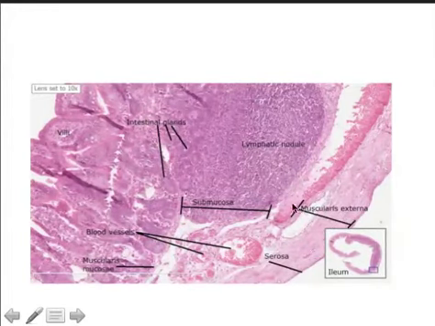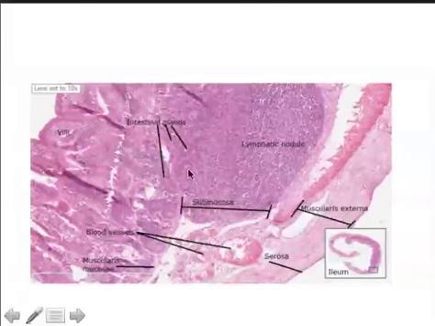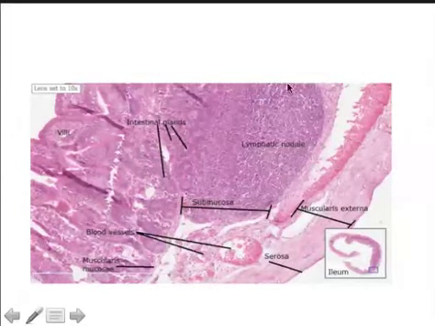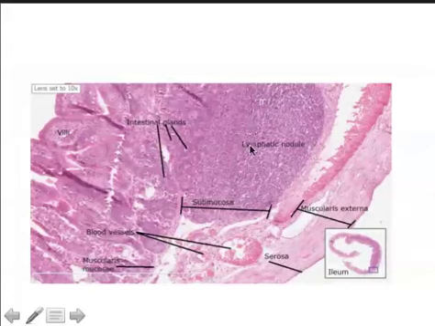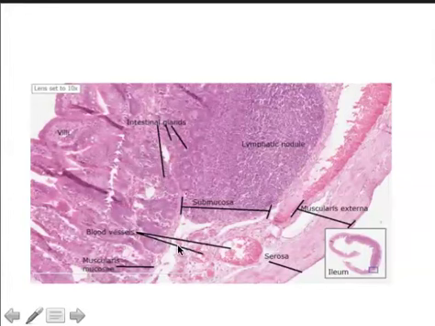And here you can see the lymphatic nodules, the Peyer's patches in the submucosa, dominating the submucosa. And you see a lot of intestinal glands as well, peppered throughout here. A lot of blood vessels, of course. And there is the muscularis mucosa.